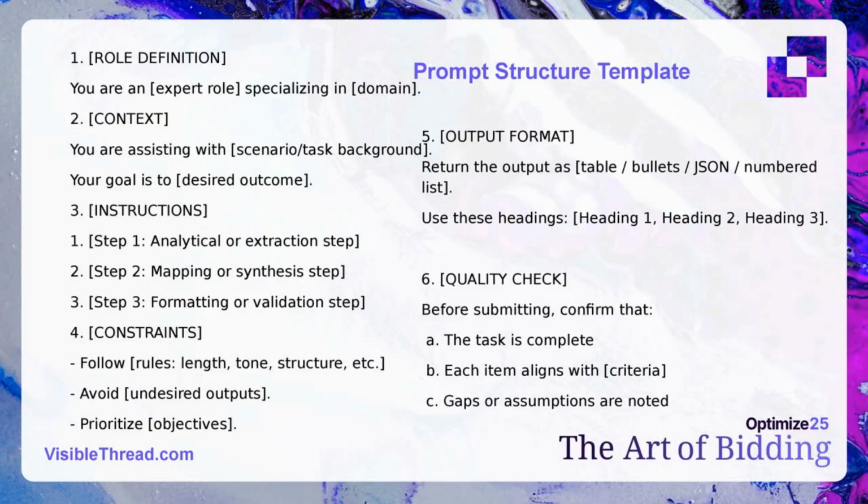Then we have our output format. So how do we want this information to be presented, and make sure that we include specific information around that, as well as headings, names, etc. So the more specific you can be here, the closer the output that you're given is to what you're imagining or hoping for. And then finally, we have our validation or our quality check. And that is going to confirm that our tasks are complete, we have alignment, and that we're noting gaps or assumptions to make sure that we're validating appropriately.